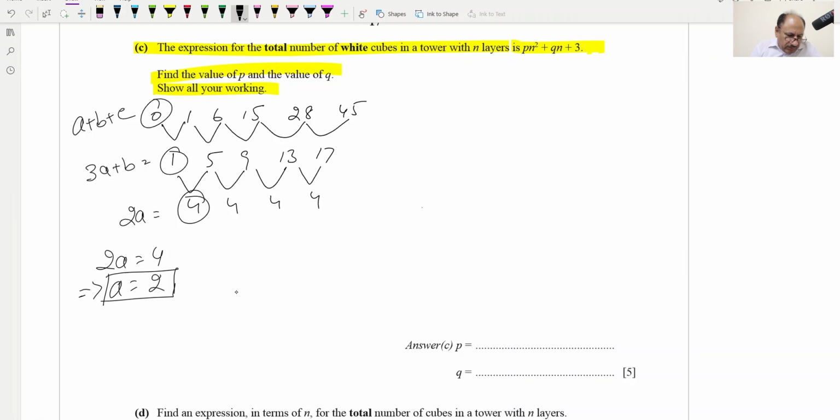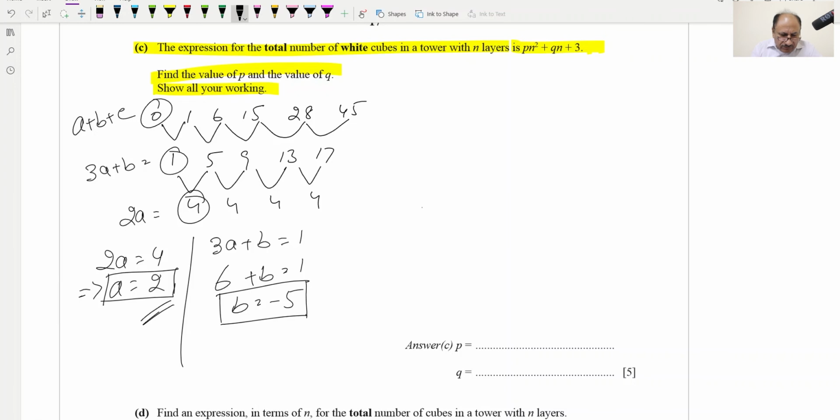And if we solve the second equation, which is 3a plus b is equal to 1, the a value which we found over here we will replace. So 3 into 2 will be 6. So 6 plus b is equal to 1. So b is equal to minus 5, and b is equal to minus 5 will be our second value.